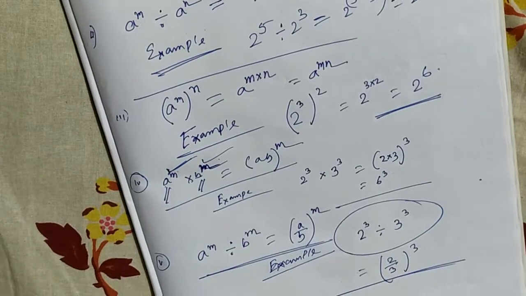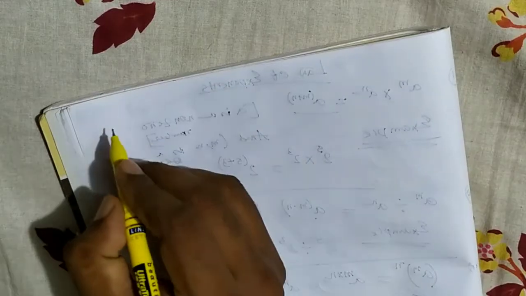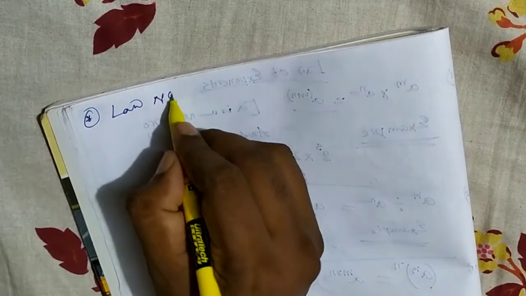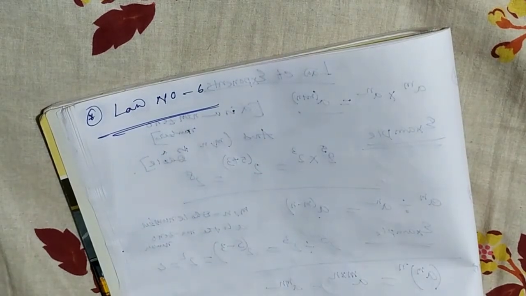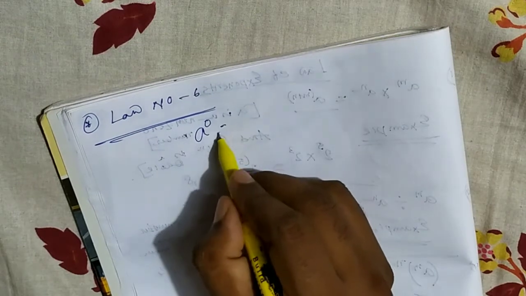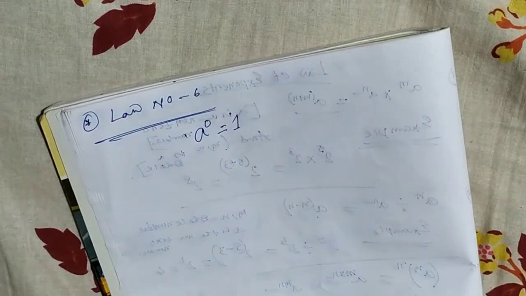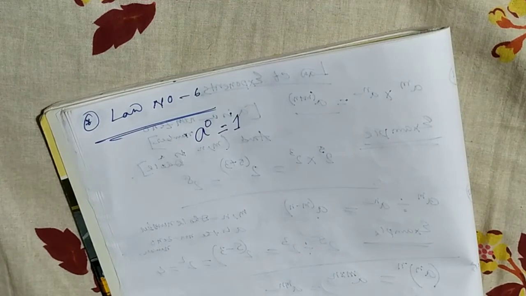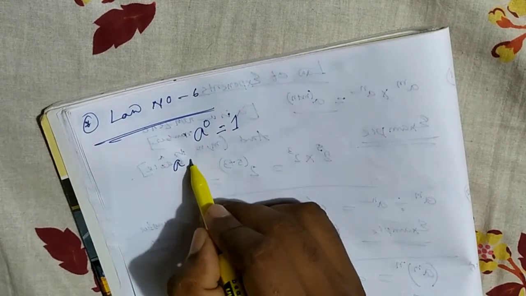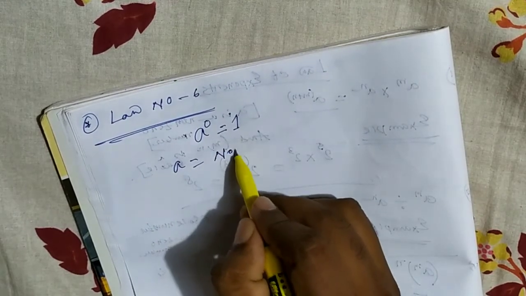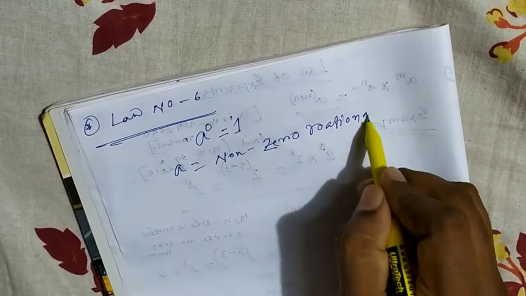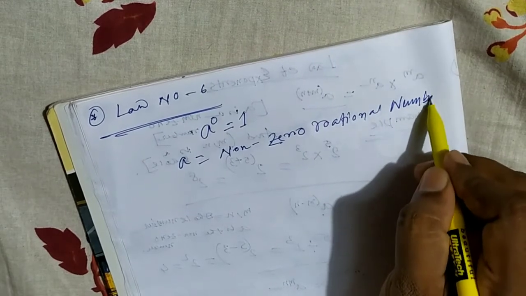And law number 6 says that a to the power 0 is always 1. A to the power 0, the answer is always 1. Here a is a non-zero rational number.